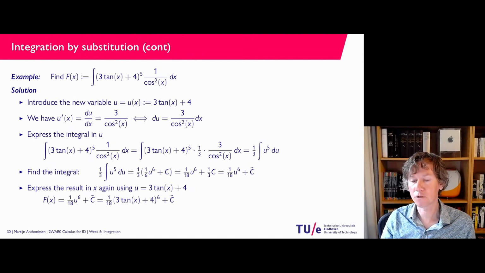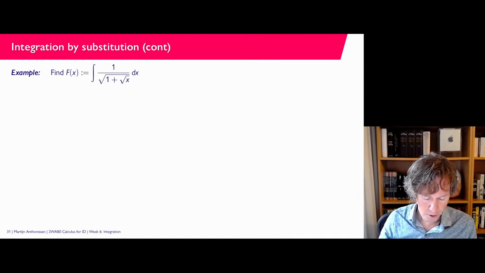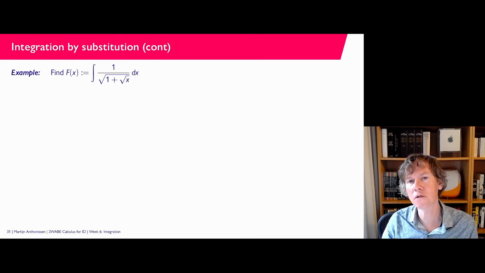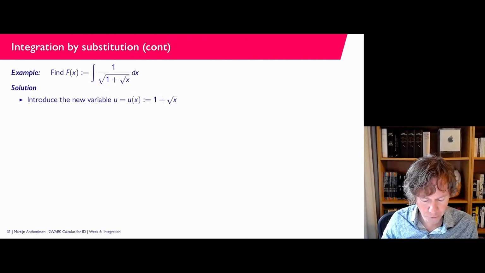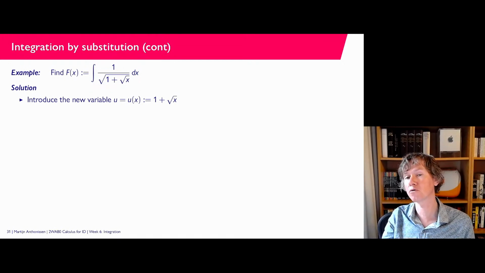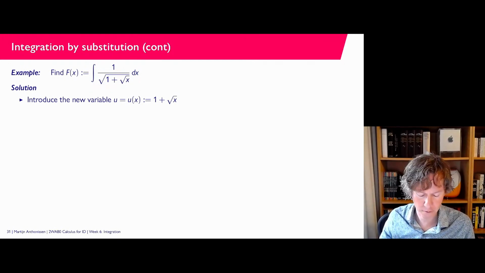Last example, and then we're done for today. Here something interesting is going to happen. So again, we have now an integral, and we have a square root of a square root in the denominator. So that is pretty hopeless. Let's try substitution. So I'm going to do u is 1 plus the square root of x, because then this whole thing becomes 1 over square root of u. And 1 over square root of u, that's u to the power minus 1/2. I have a primitive function for that.